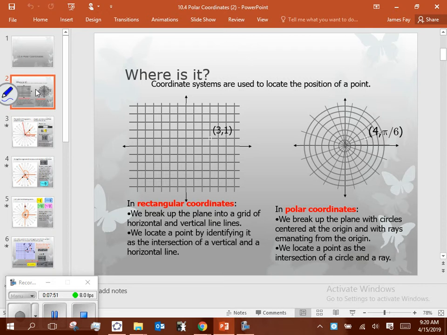Okay. All right. So coordinate systems are used to locate the position of a point in right now 2-dimensional space for us. It says in rectangular coordinates, we break up the plane into a grid of horizontal and vertical lines, and then you locate a point's position based on the intersection of one vertical line and one horizontal line, right?